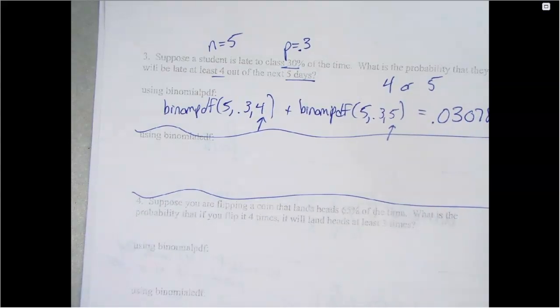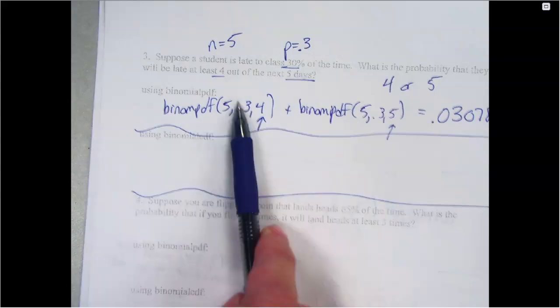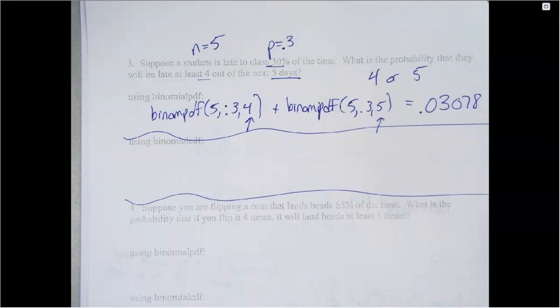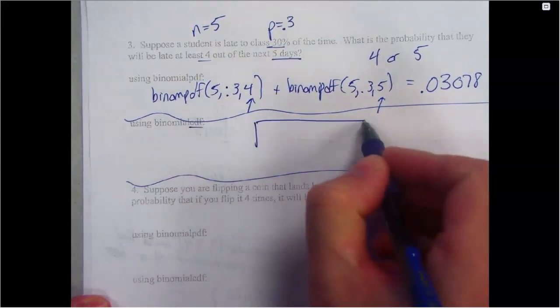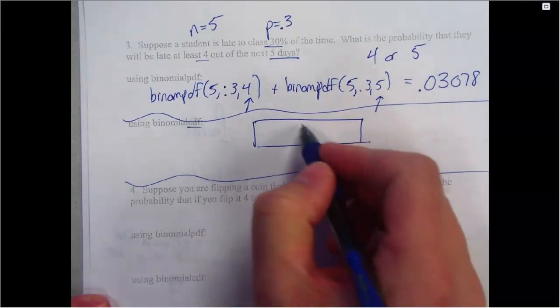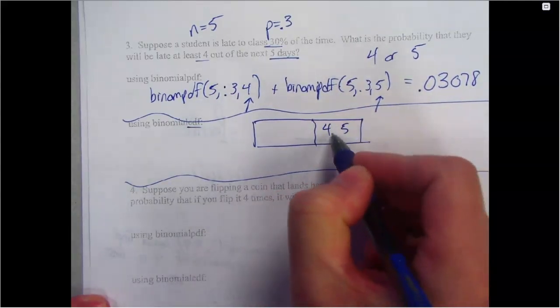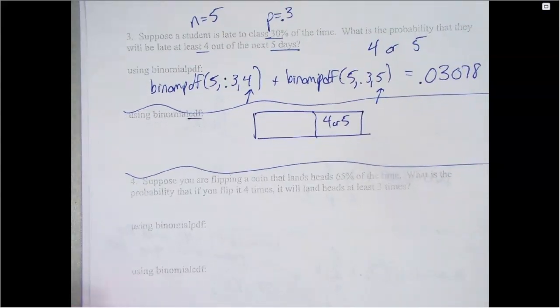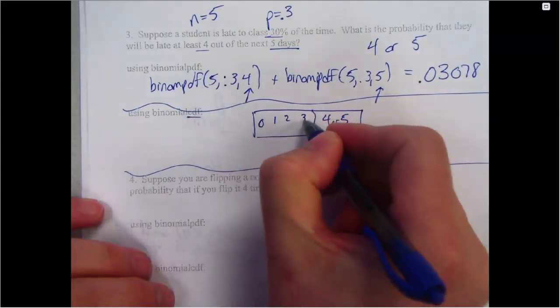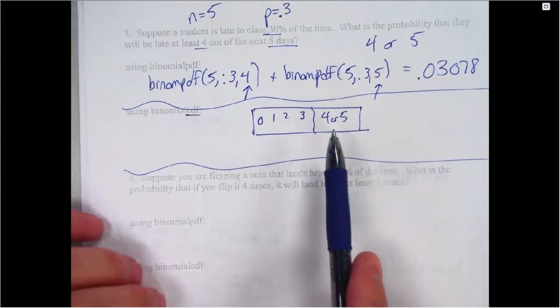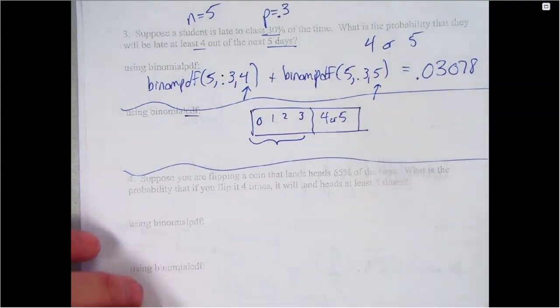The problem becomes if it's like at least 4 out of 10. Then you gotta do 4, 5, 6, 7, 8, 9, 10, add them all up, which takes time and it's just more chances to mess up. So another way to look at it would be with CDF. So let me make a little Venn diagram for you. If I want 4 or more, I want 4 or 5, right? 5 trials. I want 4 or 5. What's the complement of 4 or 5? 0, 1, 2, 3, right?